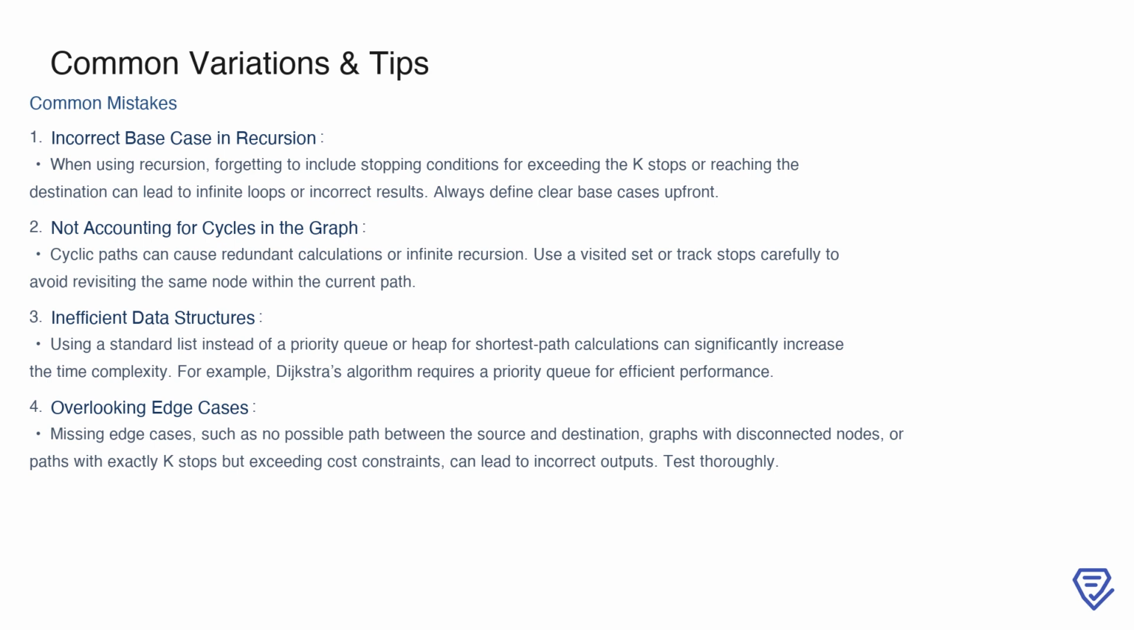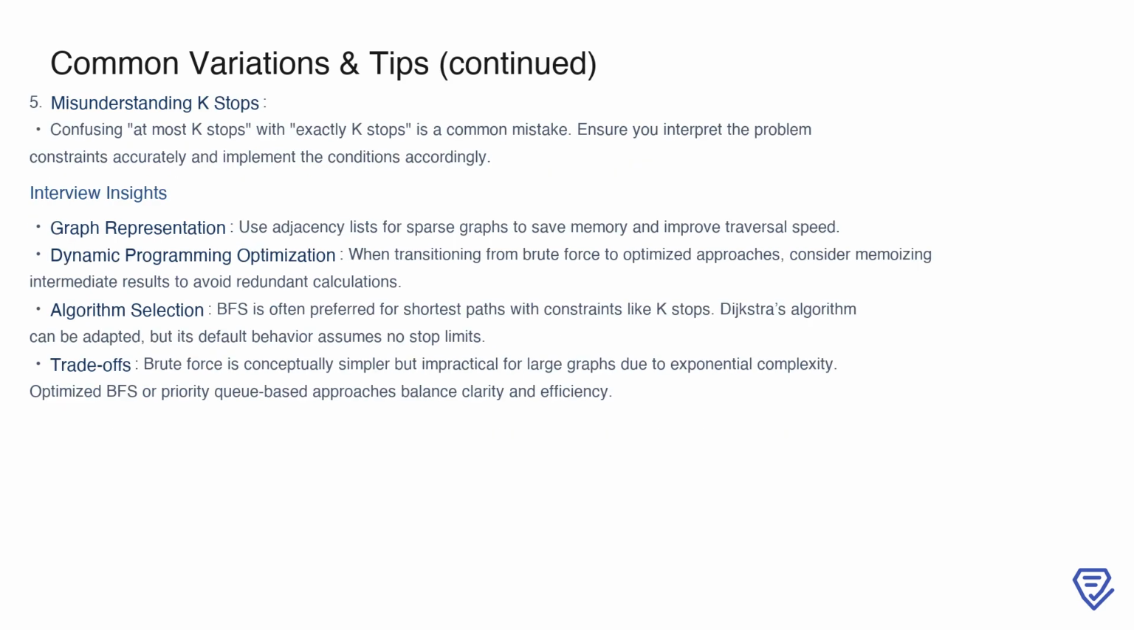Finally, overlooking edge cases is another pitfall. Scenarios such as no valid path between the source and destination, disconnected nodes in the graph, or paths that satisfy the stop constraint but exceed cost constraints can all lead to incorrect results. Always test thoroughly to ensure your solution handles these cases effectively. Another common mistake is misunderstanding the k-stops constraint. It's easy to confuse at most k-stops with exactly k-stops, which can lead to implementing the wrong logic. Carefully interpreting the problem's requirements is essential.